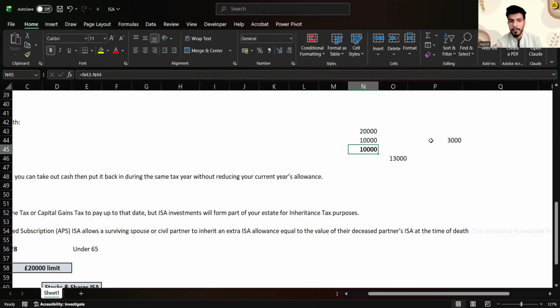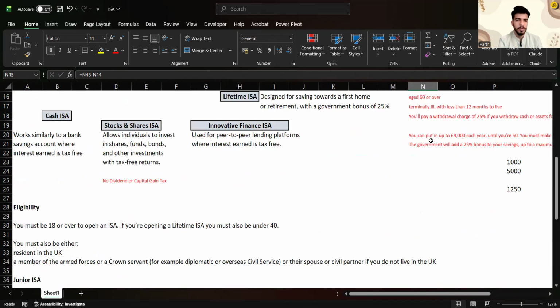Because if you are in a flexible ISA, your balance won't reduce. So out of 10,000, you sold 3,000. It does not mean that you have already invested 10,000, so you are only left with 10,000 pound. Because it is a flexible ISA, you can also invest 3,000 pound again within the flexible ISA.